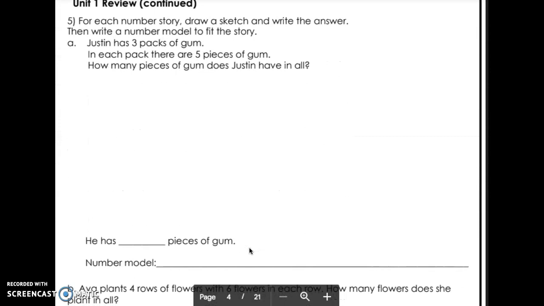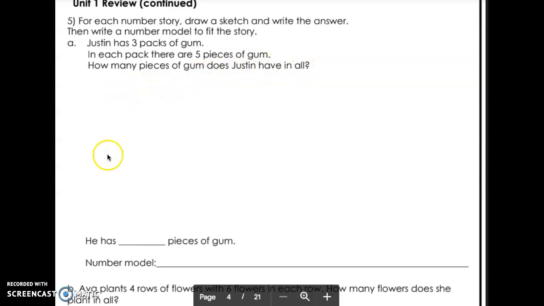It says, for each number story, draw a sketch. A sketch is a picture. And write the answer. Then write a number model to fit the story. Justin has 3 packs of gum. In each pack, there are 5 pieces of gum. How many pieces of gum does Justin have in all?